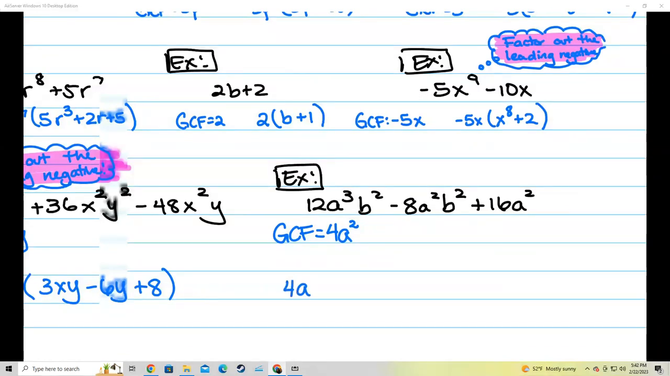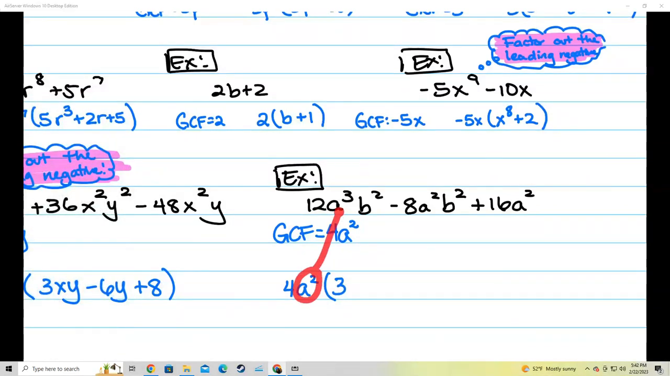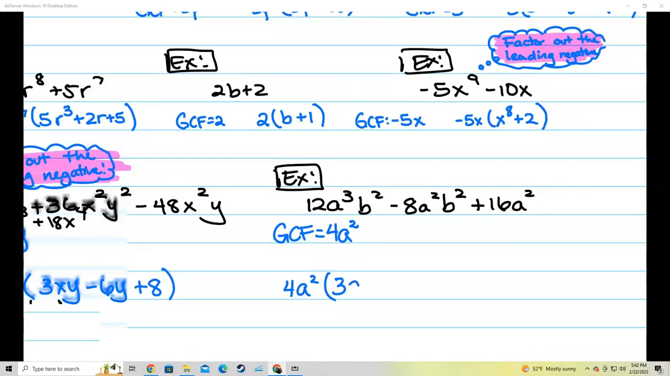Let's go ahead and write that in the front. Let's get this stuff back. Let's see, from 4, how do I get to 12? I need a 3. From a squared, how do I get to a cubed? I need an a. And from having no b's to having a b squared, that means I need both of those b's. Well, I'm going to write it as b squared. All right, that takes care of the first term.